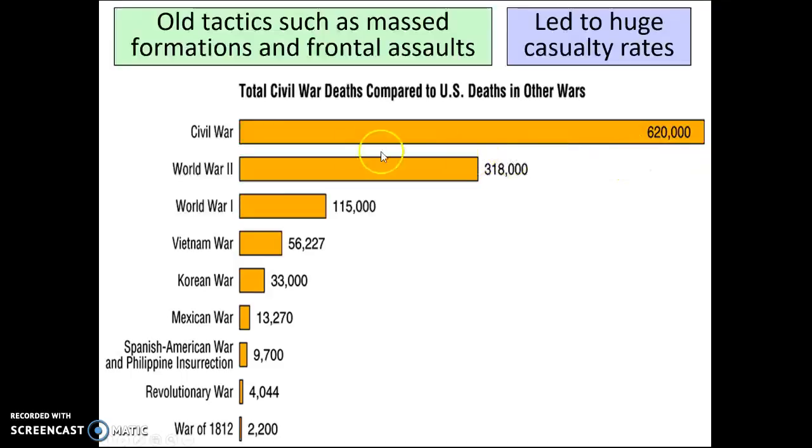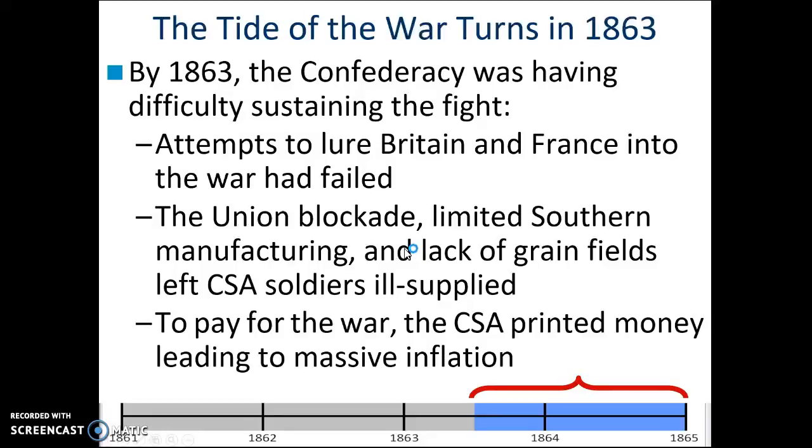Just showing some of the death counts here. The Civil War compared to World War II, World War I, Vietnam. If you combine all of these, it really still doesn't measure up to the amount of lives lost during the American Civil War.